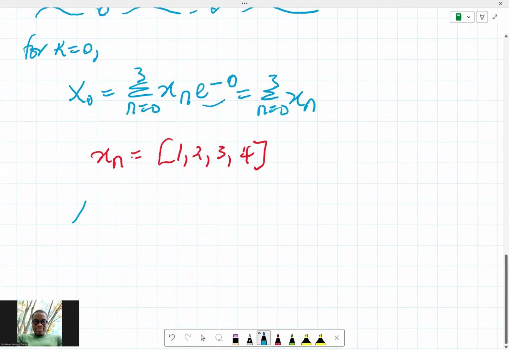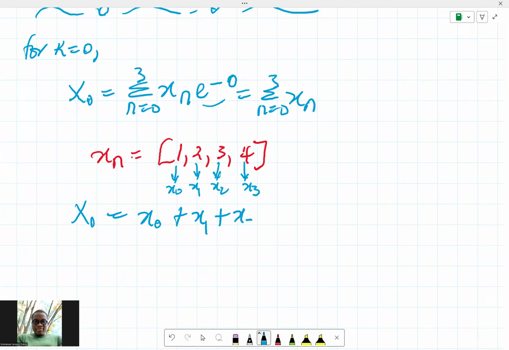So we can say that our x naught is simply the summation of x naught, x1, x2, and x3. That's all we need. So x0 plus x1 plus x2 plus x3. That means that x0 is simply equal to 1 plus 2 plus 3 plus 4.